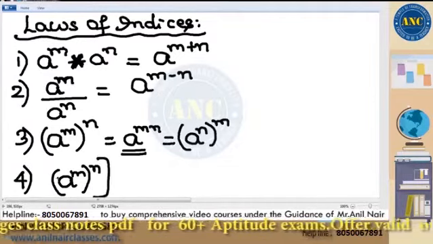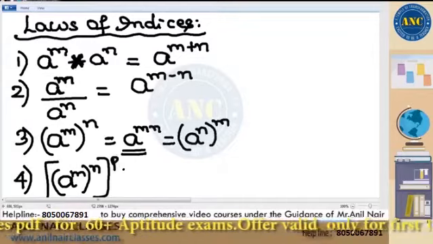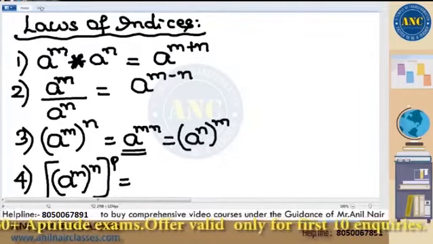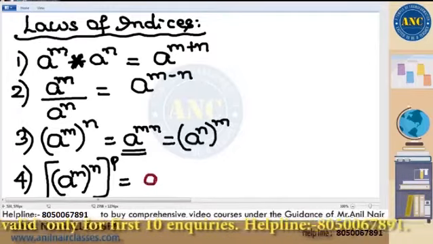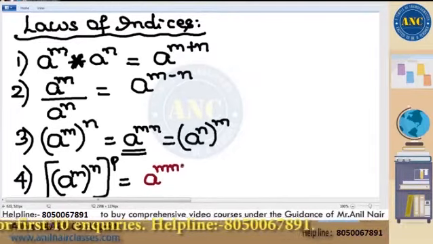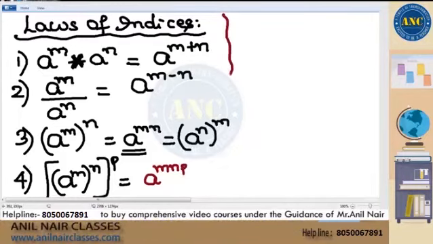Again, if I put another power p, it makes no difference, because you put as many powers as possible and you will keep multiplying all those powers. So it is a power m into n into p, right? A power m into n into p. This is another law of indices.